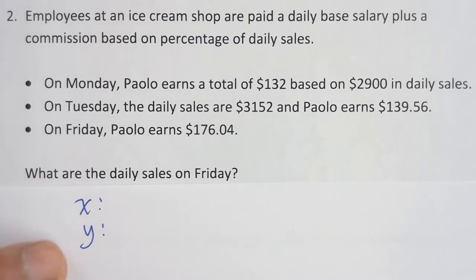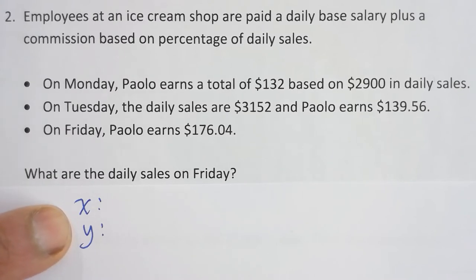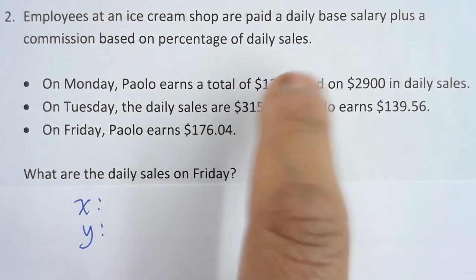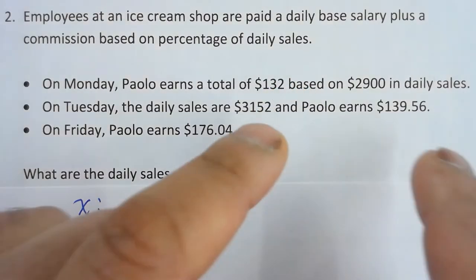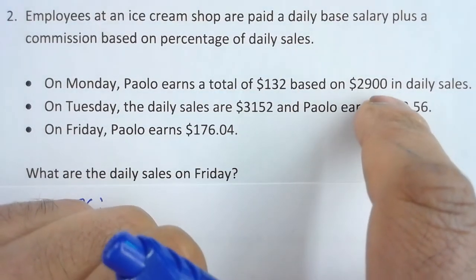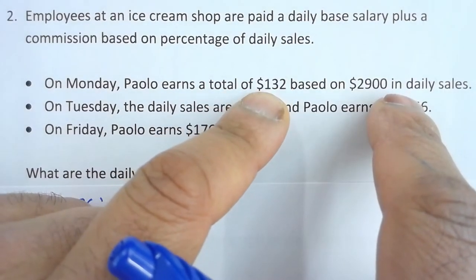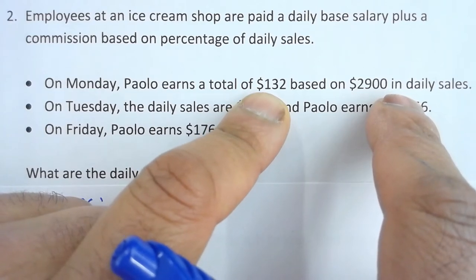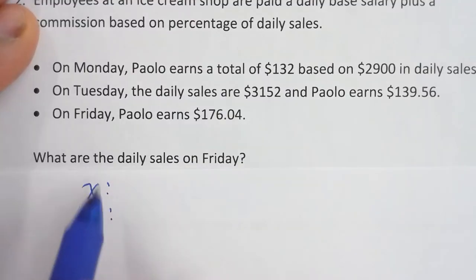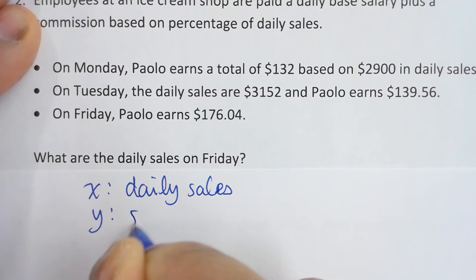The question is, which one's which? X is my independent, Y is my dependent, so it absolutely makes a difference which one is which. Jesse? Your independent is daily sales, that means my dependent is salary. Yeah. Even if you're not sure, just give it a second to think about that. If you said the salary was independent, your X, and the daily sales was dependent, your Y, that means in this ice cream shop, the daily sales would depend on how much they're paying their staff, which makes no sense at all. In this case, how much they're paying their staff depends on how much they're selling for the day. That makes more sense. So your X is the daily sales, and the Y is the salary.